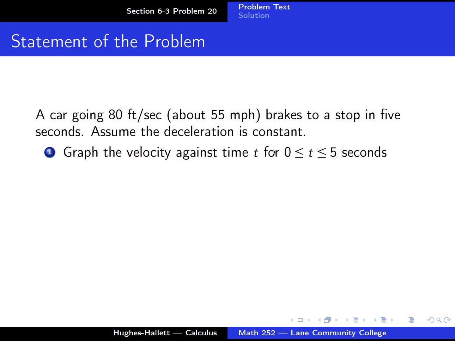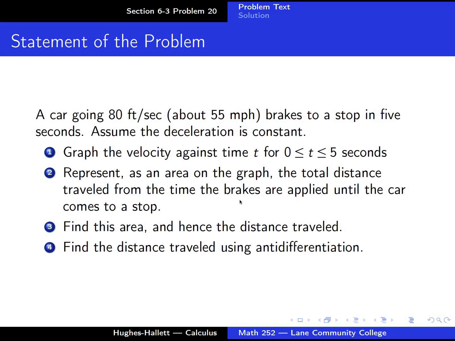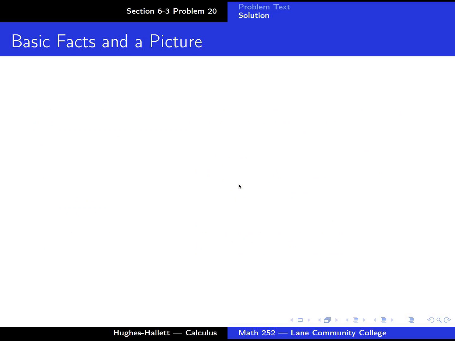We're supposed to graph the velocity function against time for those 5 seconds it takes for the car to come to a stop. We're supposed to represent as an area on the graph the total distance traveled between the times we hit the brakes until the car comes to a stop. And we're supposed to find the area that we've just found on the graph, and that's going to give us the distance traveled. Finally, we're supposed to do the same thing using anti-differentiation. So let's take a look at this. First, a couple of basic facts, and then we'll draw our picture.